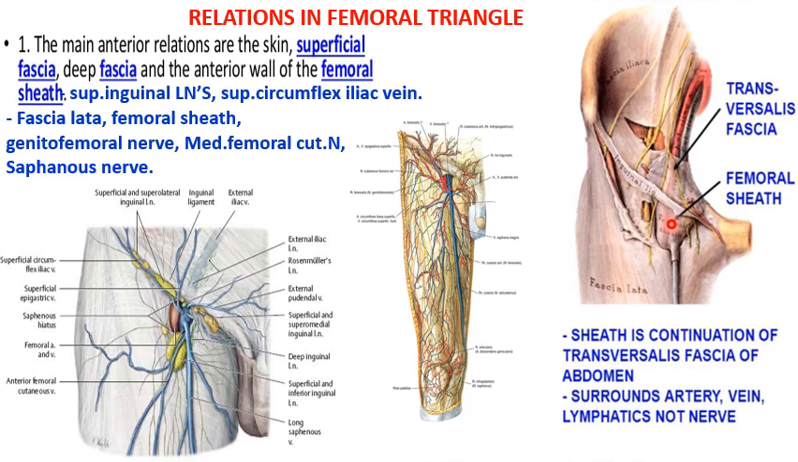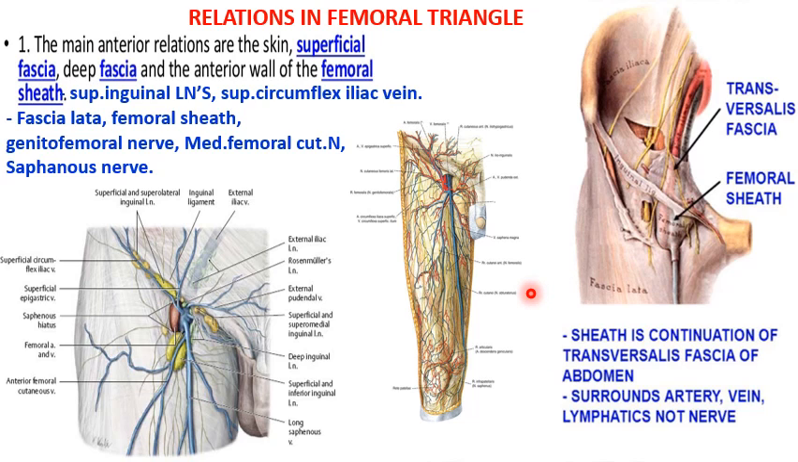This extends for about 3 to 4 centimeters below the inguinal ligament, and it gets blended with the tunica adventitia of the vessels. Okay, that is what is about the femoral sheath.